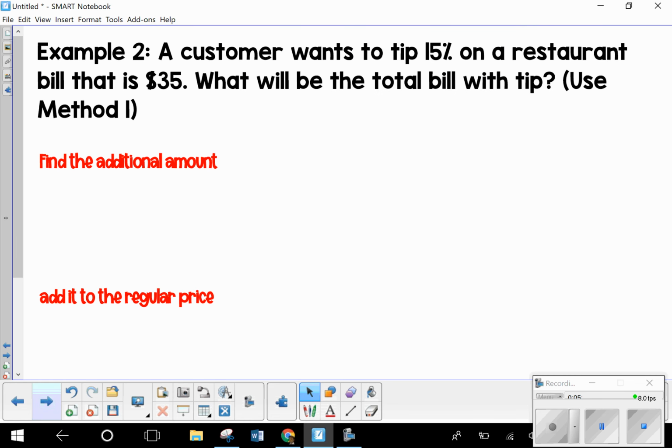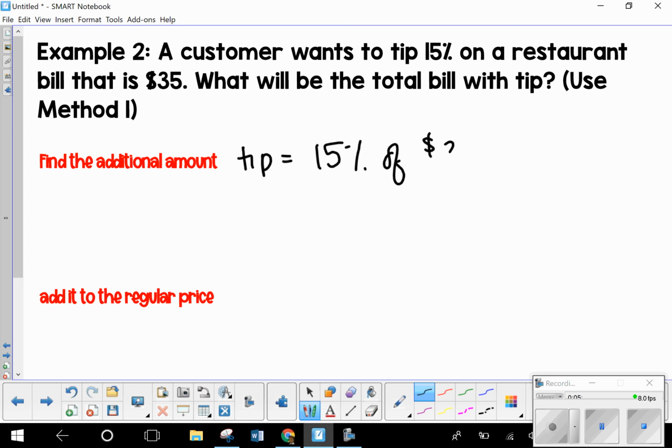Example 2. A customer wants to tip 15% on a restaurant bill that is $35. What will be the total bill with tip? We're going to use method 1 first. So, our first job is to find the additional amount. The additional amount is our tip, which is 15% of $35.